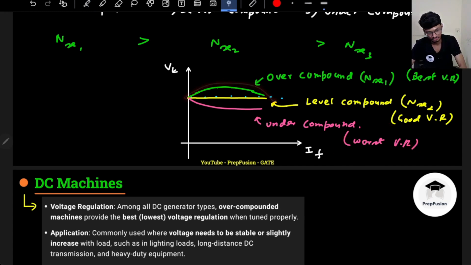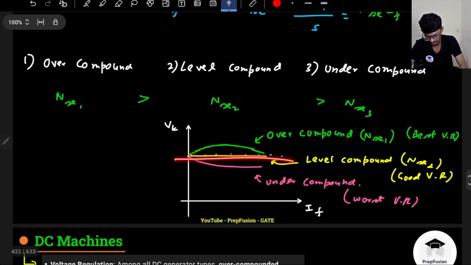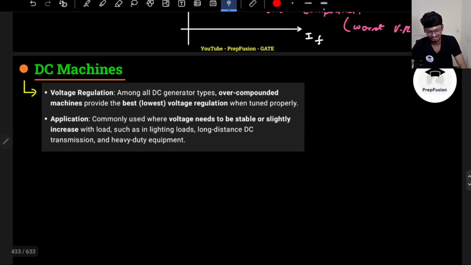Over compound will have the best voltage regulation, because with increasing load the voltage does not deteriorate. This is good voltage regulation because the voltage is not changing. All three are generally okay for voltage regulation only. But among all three, over compound will have the best voltage regulation.